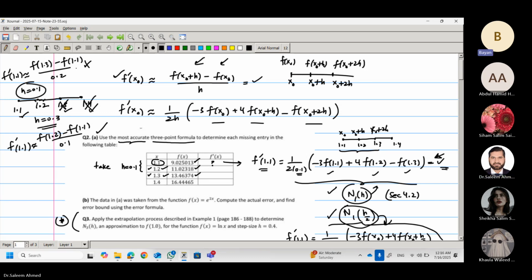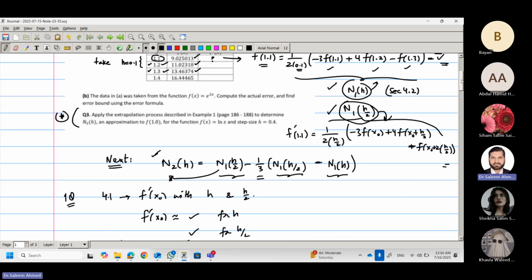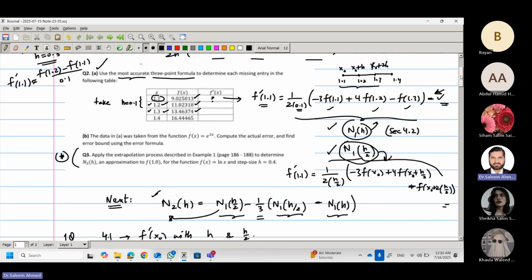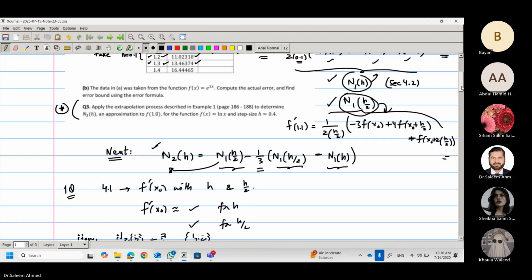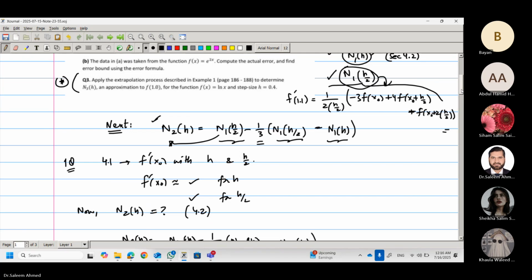Got the idea? Yes, but I mean question 3, when we find N3H, can we use the method of forward? Now you see, let me show you. In question number 3, they said you have to use for 1.0: apply the expression described in example 1 to determine N3H, an approximation to f prime 1.0 for the function f(x) equals log of x, step size h equal to 0.4.